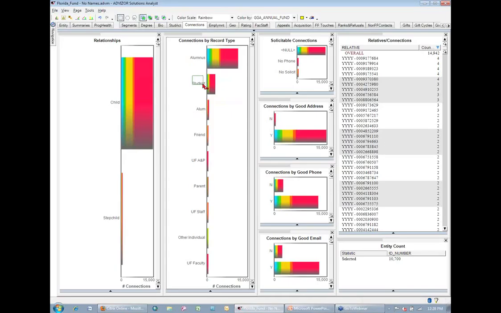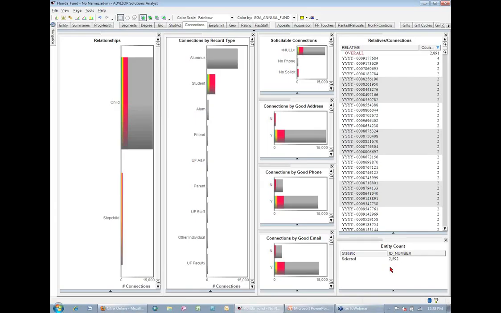I need to put that back in replace mode. And I'm going to select students. And voila, it looks like I have 2,592 solicitable parent alumni. And I can make a decision, looking at my budget. Okay, so how do I want to solicit them?